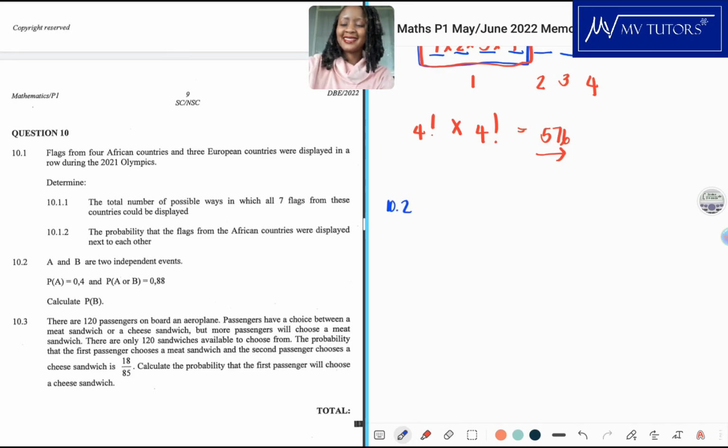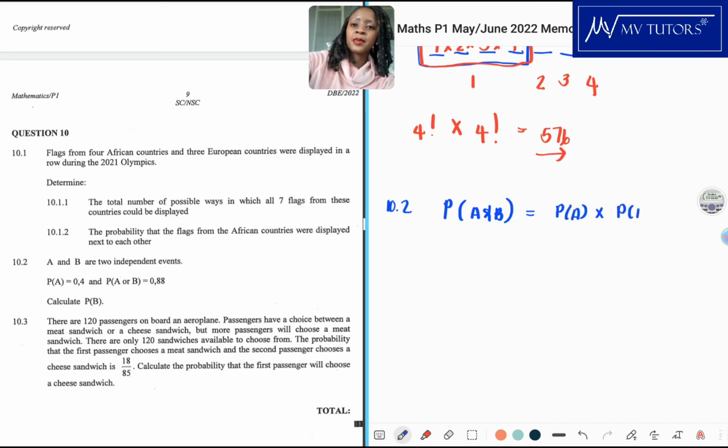We're almost there, guys. Almost there. So A and B are 2 independent events. If I hear independent, I already think about the equation for independence: probability of A times probability of B. They tell me the probability of A is 0.4, and the probability of A or B is equal to 0.88.